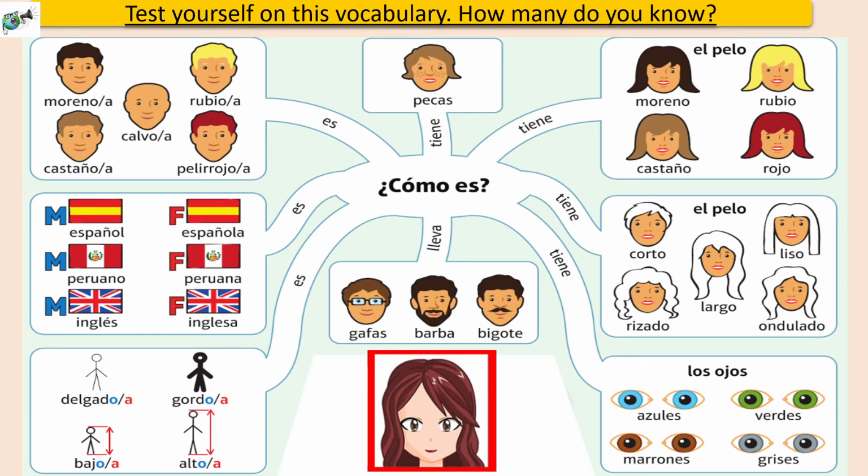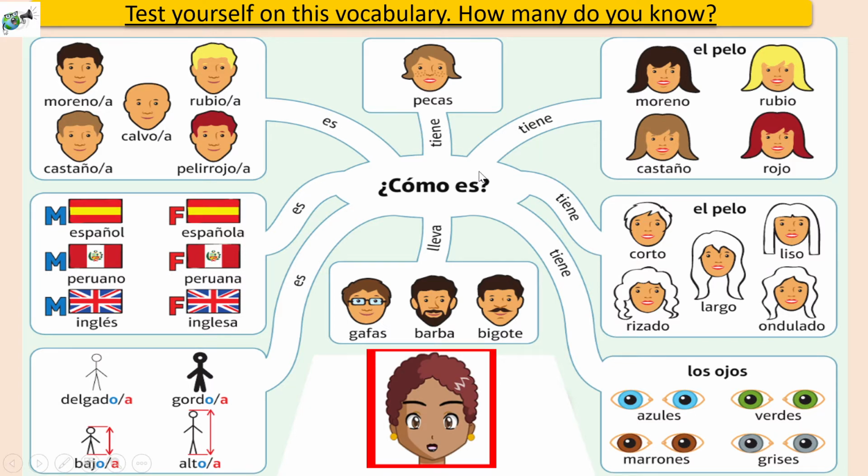Okay, so we've got a girl here. We're still going to be using exactly the same verbs, so tiene and es. So, tiene el pelo rojo y tiene el pelo largo y ondulado, because we can see it's quite wavy here. Tiene los ojos marrones. That could be our description there. How about the next one?